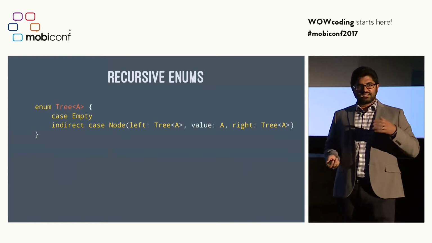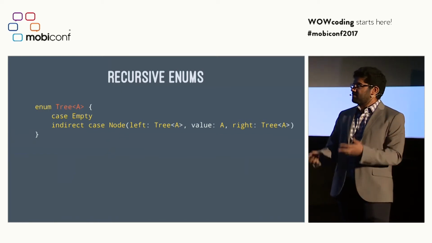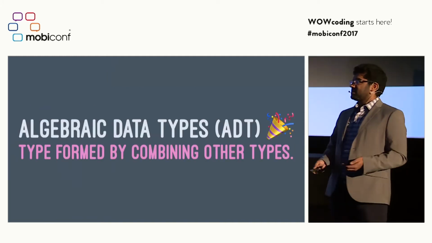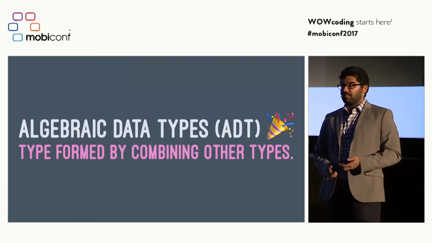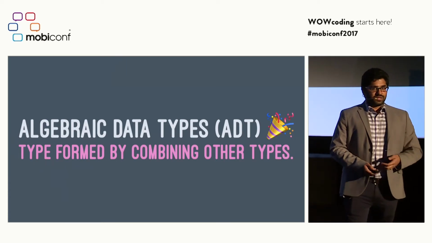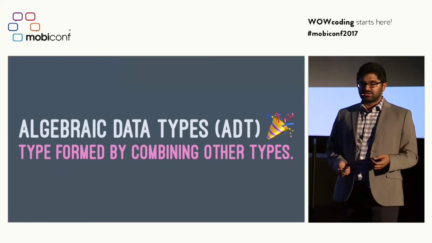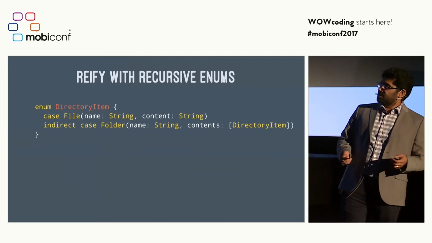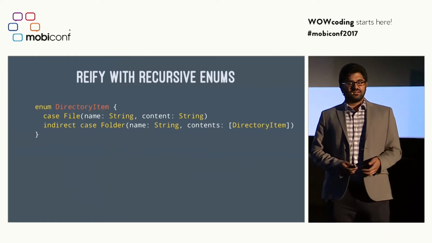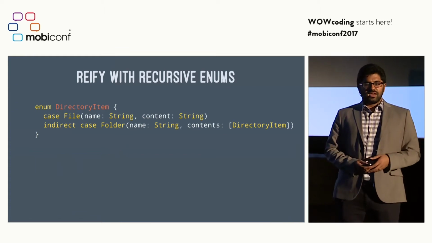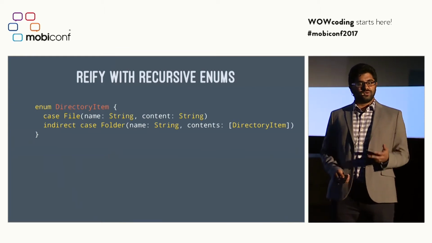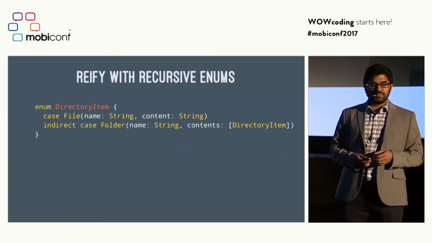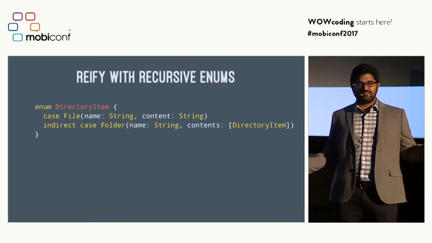And when a type represents multiple types, it's also known as an algebraic data type. And algebraic data types are really useful in the functional community for modeling problems. Now, if we go back to what we were trying to do by creating directories and files, we can create a DirectoryItem enum. The first case would just be file, which has a name that's a string, and contents, which is also a string. And then we have an indirect case, or recursive case, that's folder. It just takes the name of the folder, and then its contents is an array of directory items. So that means that folder can contain any combination of files and folders underneath it.